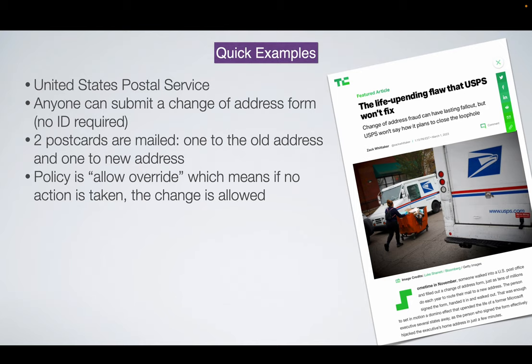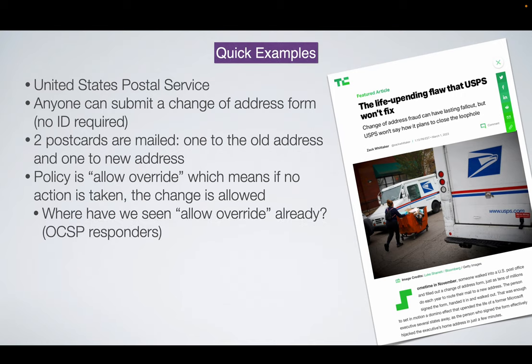So this policy is a general policy. We've already talked about this before, the difference between deny override and allow override. So allow override says, if you don't hear anything, then you just assume everything's good, okay? Deny override would be like, if you don't hear anything, you assume things are bad. You assume things are bad until you hear that they're good. And allow override is you assume they're good until you hear that they're bad, okay? So here they implemented allow override, which means if nobody answers these mails, then the change goes through.